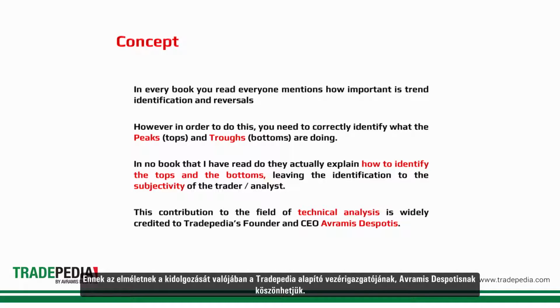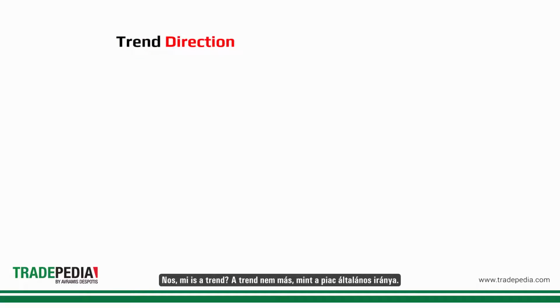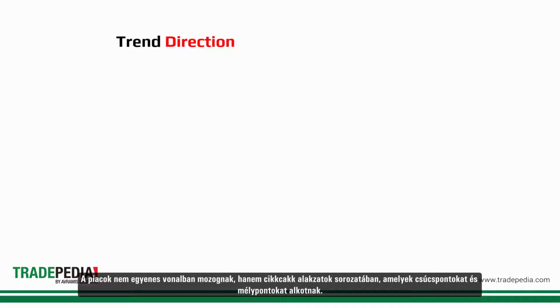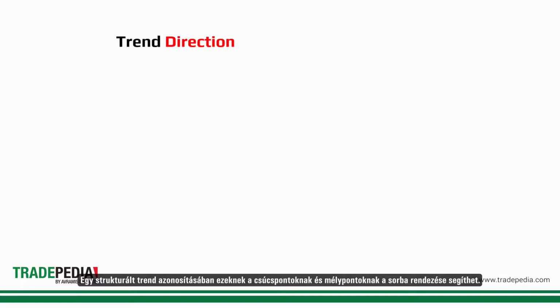Actually, this concept is widely credited to Tradepedia's founder and CEO, Mr. Avramis Despotis. So what is a trend? Well, a trend is simply the general direction of the market, yes? Whilst markets do not move in straight lines, they move in a series of zigzags that create tops and bottoms. Putting the sequence of these tops and bottoms together is what helps us identify a structured trend.